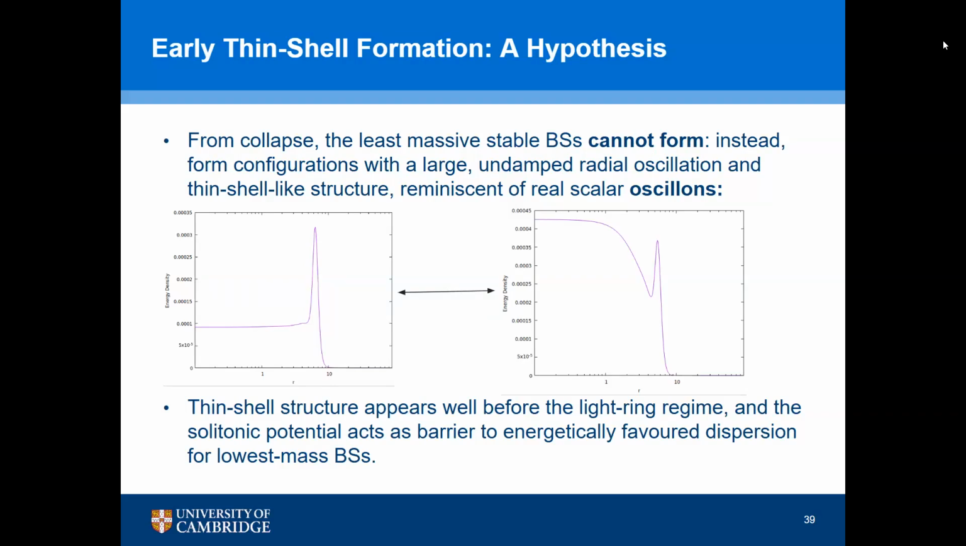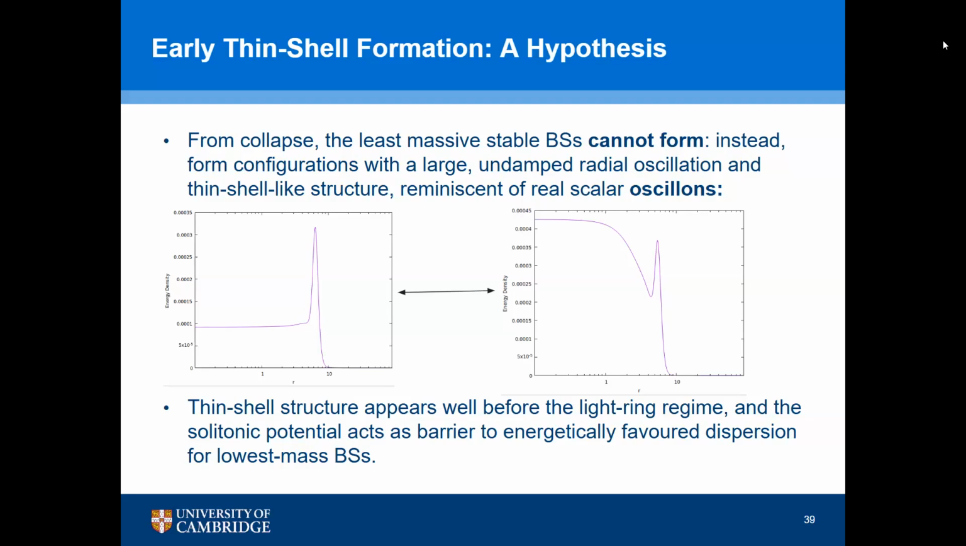then what you see is this: if you throw in a scalar cloud that has enough mass and nodal charge in principle to form one of these metastable branch models, but not enough to form a thin shell model, then you'll still have a thin shell-like structure emerge, but it'll oscillate. This is reminiscent of a real scalar oscillon.